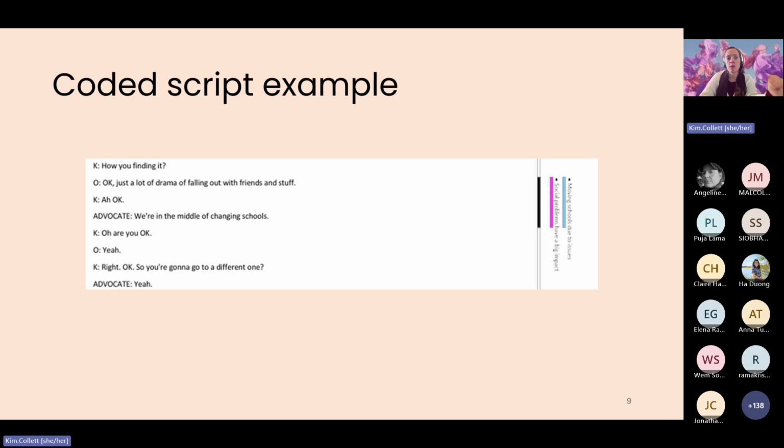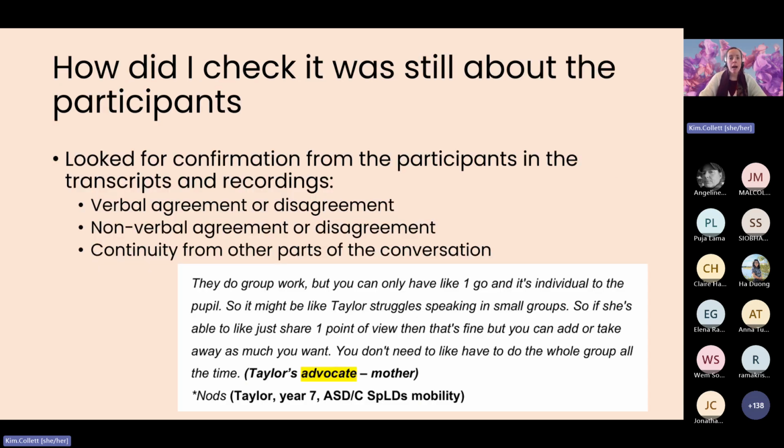What I made sure I did with the transcripts was make it very clear who was talking so that I knew when it was the advocate and not the participant. So it was very clear to me in terms of being able to determine whose voice it was. But apart from that, it was coded in exactly the same way as I would have done if there were no advocates. So all included in my coding. And then what I did to make sure that it was still about the participants is I looked through all of it for their agreement or disagreement.